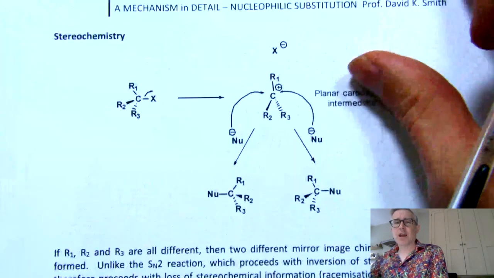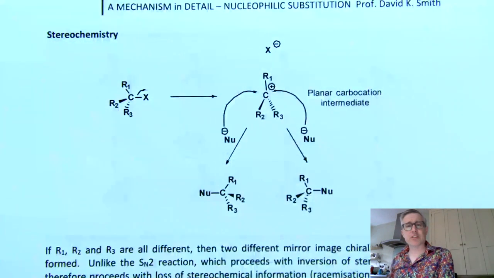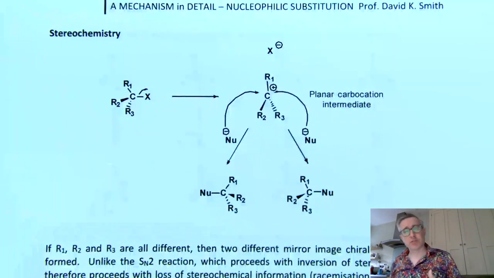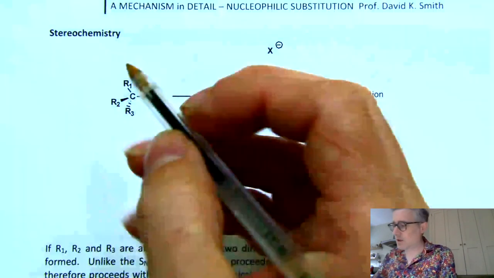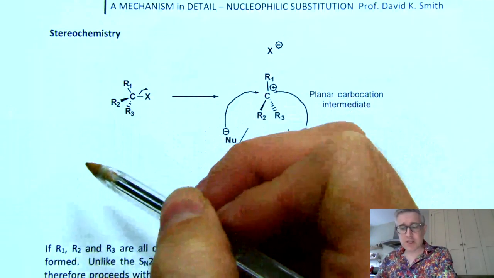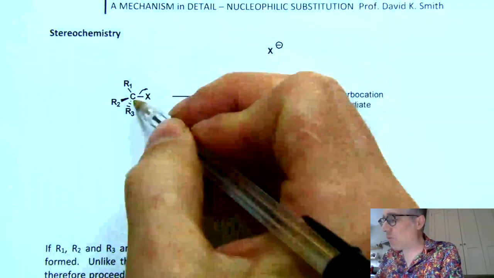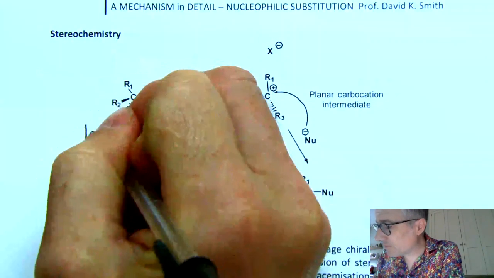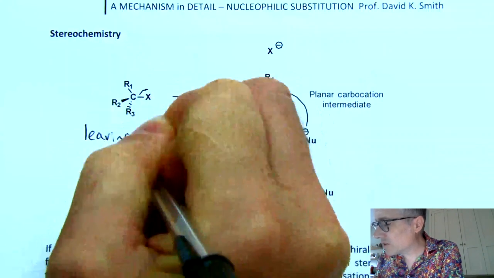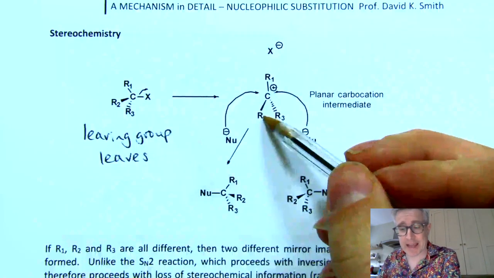Now let's think about how the SN1 mechanism leads to some different outcomes. Let's think about the stereochemistry of the process. Let's think about a system where R1, R2, R3 are all different. So we have a chiral molecule here. And what happens in the first step is the leaving group leaves. We have a weak CX bond and it falls off and it generates a carbocation.